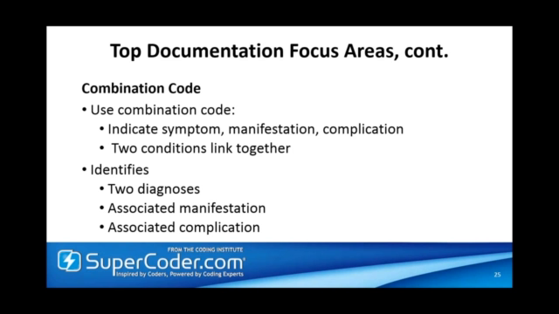A combination code is a single code that's used to identify any of the following: two diagnoses, a diagnosis with an associated manifestation, or a diagnosis with an associated complication. Rather than coding multiple diagnoses for a condition, you may find that ICD-10-CM already has a single code that reflects the combination. You can only assign a combination code when the provider fully identifies the diagnostic conditions involved or when the alphabetic index directs you to the combo code.